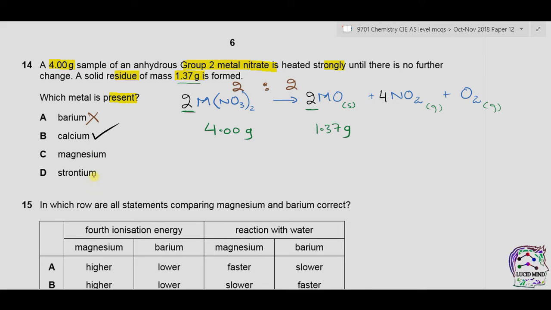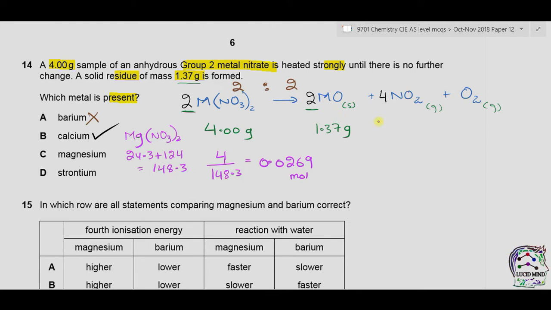Similarly, we have magnesium and strontium. For magnesium, we can find the molecular mass. Magnesium nitrate, it is 24.3 plus 124, which comes equal to 148.3. Now finding the number of moles, mass in grams, which is 4 divided by 148.3. The number of moles comes equal to 0.0269 moles.